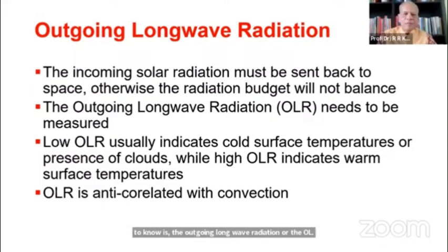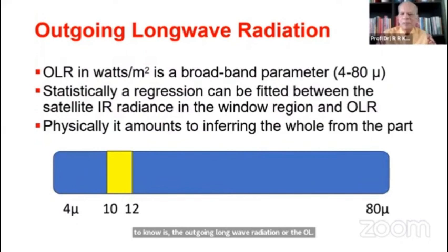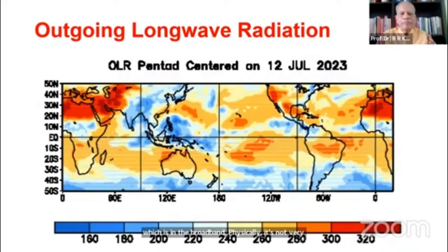This actually is a broadband parameter. If you can see this blue band, it stretches from 4 microns to 80 microns, while what a satellite measures is in the narrow radiance range of 10 microns to 12 microns. So we try to estimate from the narrow band something which is in the broadband. Physically, it's not very correct, but statistically we can do that, and we're able to get OLR in watts per meter square for the entire global scene.